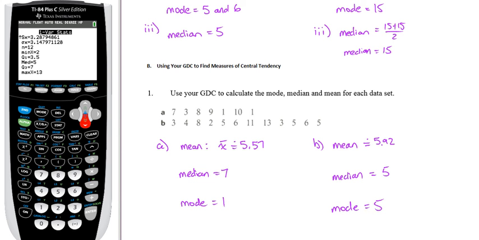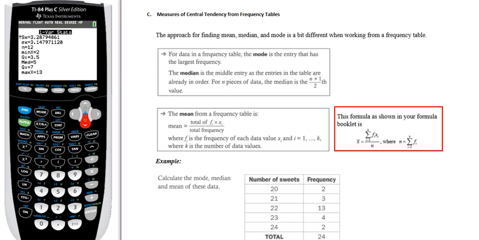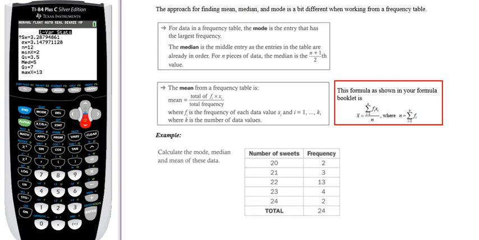So that's how you can use your calculator to calculate mode, median, and mean for raw data sets. So that's for straight sets of data where you just have the full list. Approaches are a bit different both by hand and on the calculator when you have a frequency table. So let's take a look at some examples there. So when you have a frequency table, things are just slightly different.